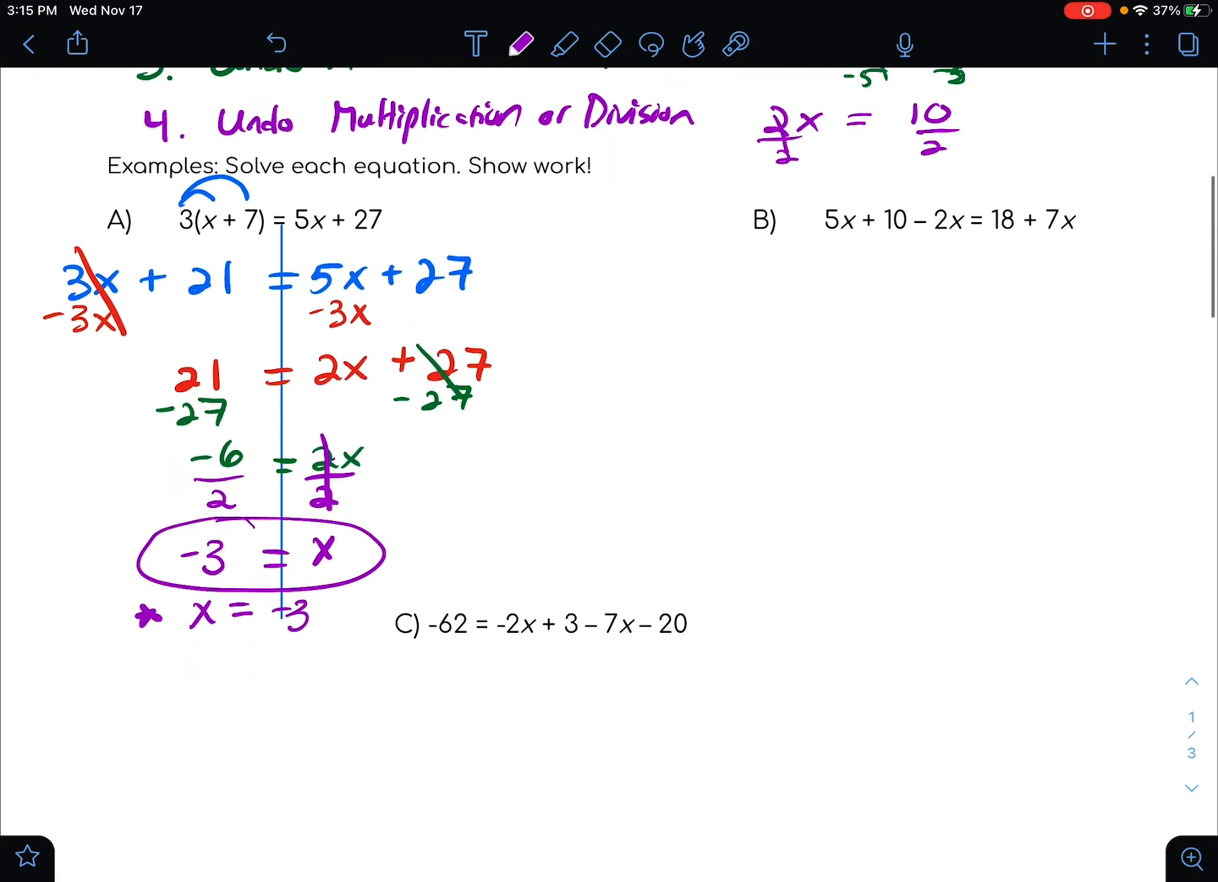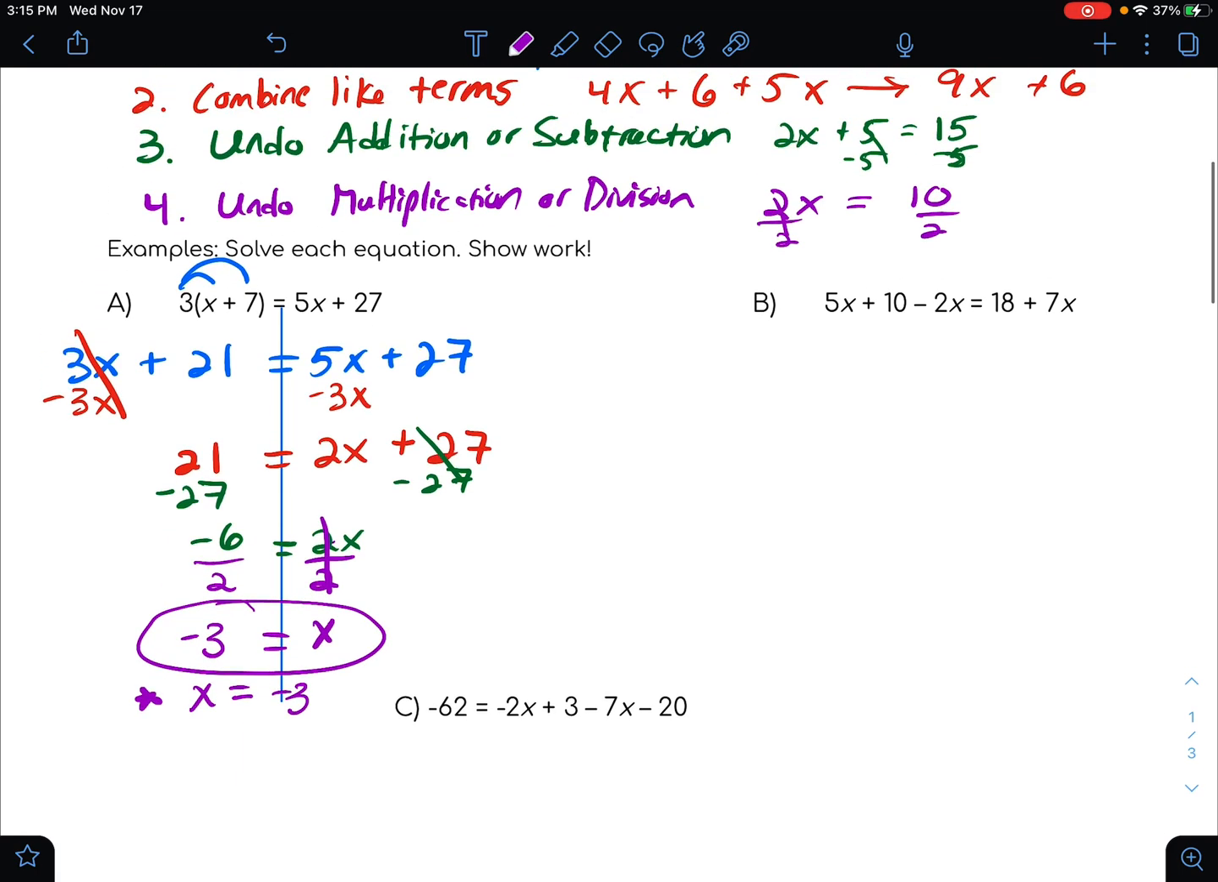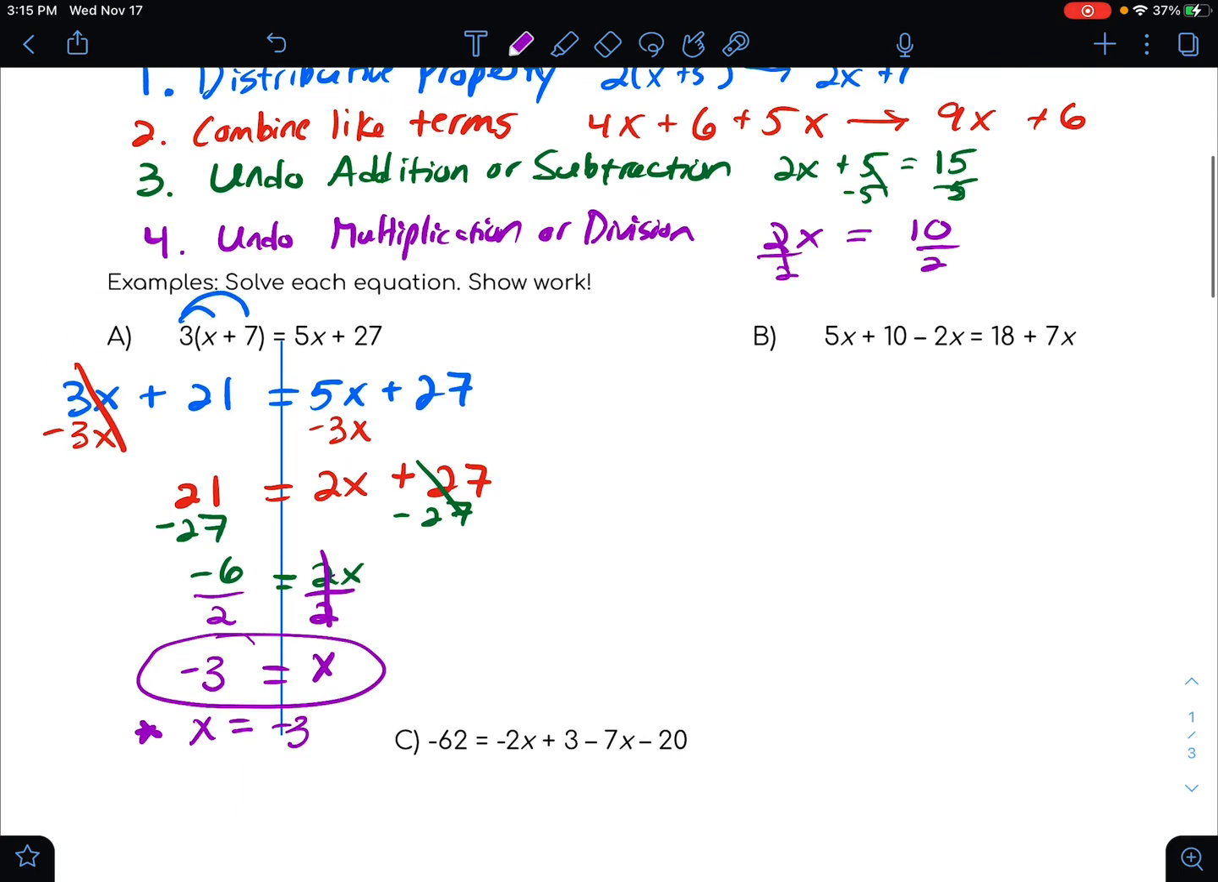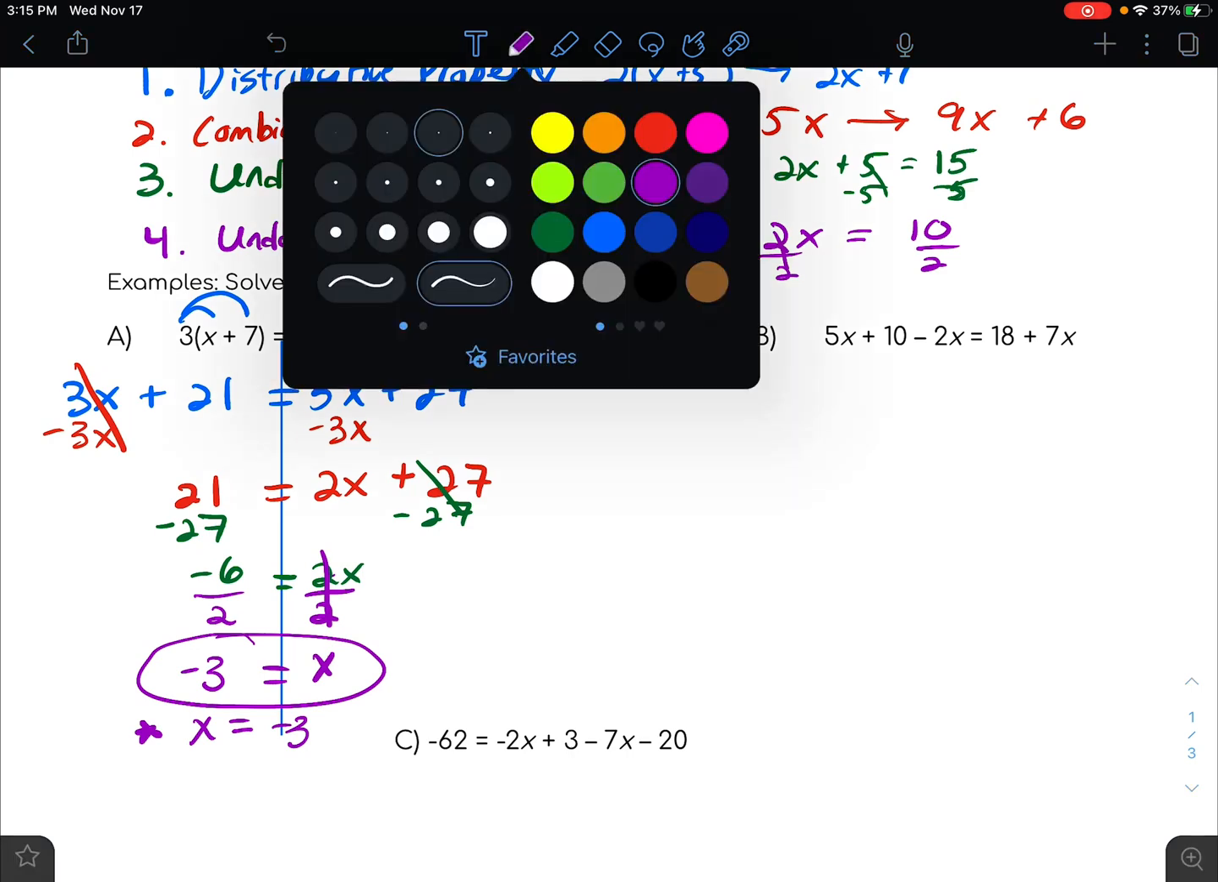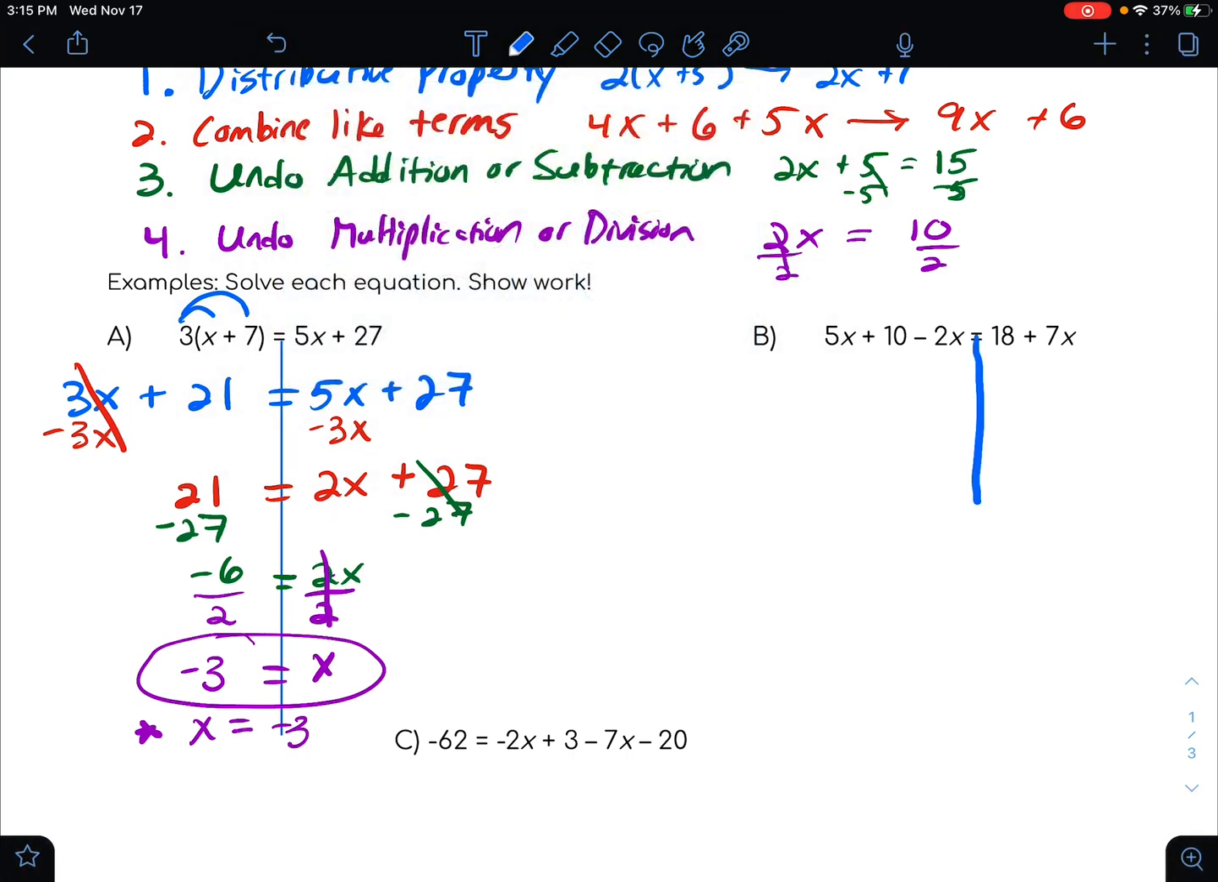Okay, part B here, let's go through those steps again. So looking for distributive property here first.